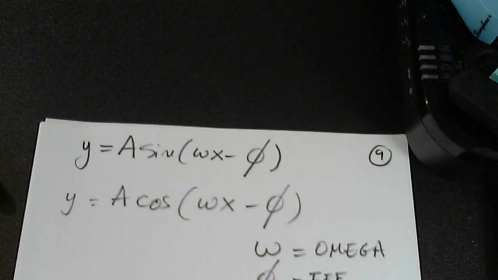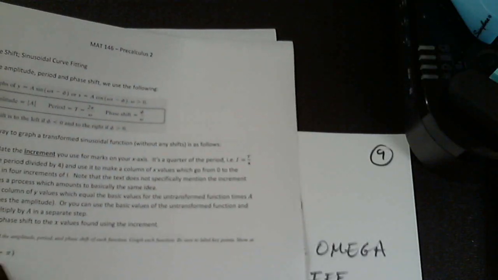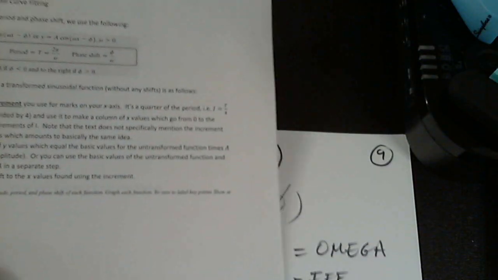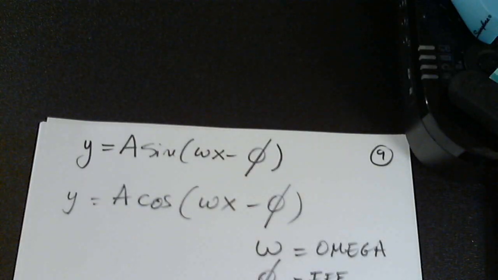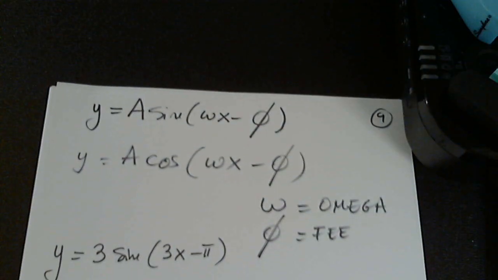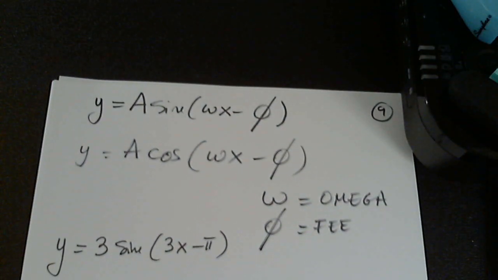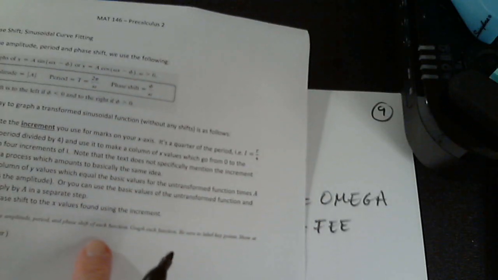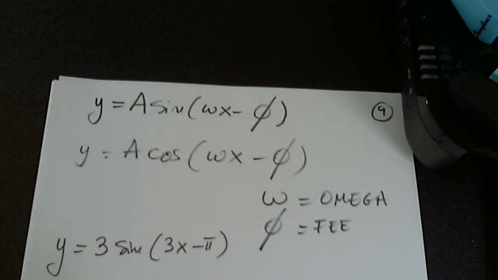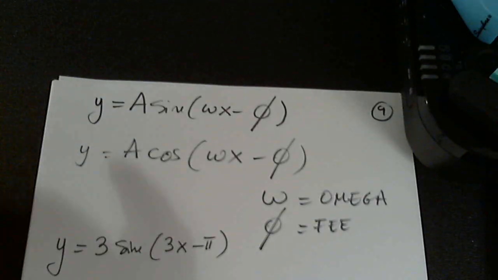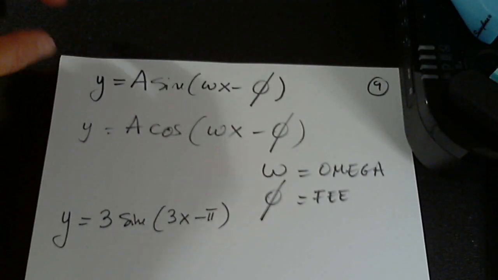Okay, what's this? Well, we can be given, and I'm just going to start with this problem and then we'll choose others. So we may be given something like this. y equals 3 sine (3x minus pi). And the question is asking us, find the amplitude, the period, and the phase shift. Eventually graph the function. Okay.